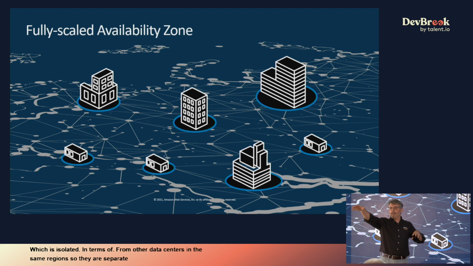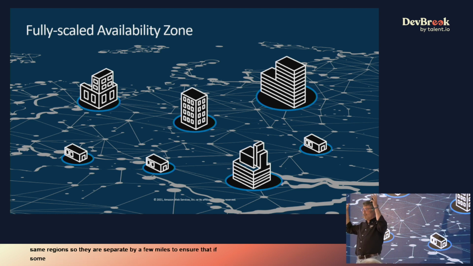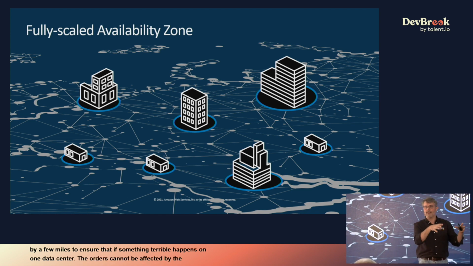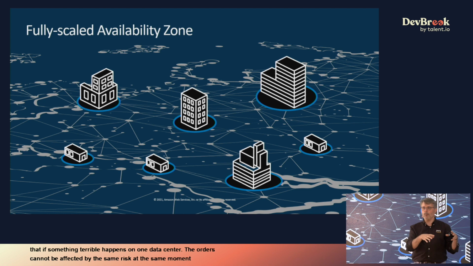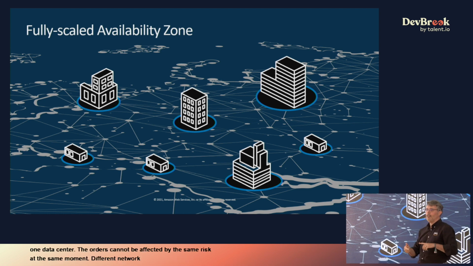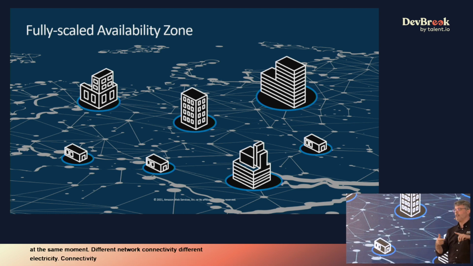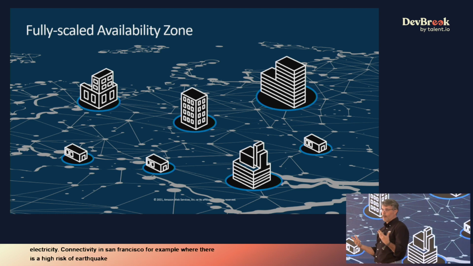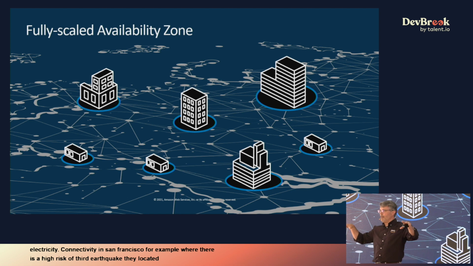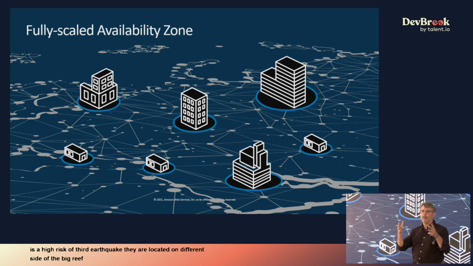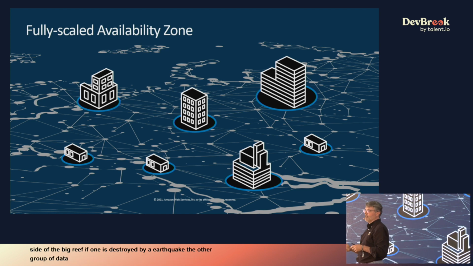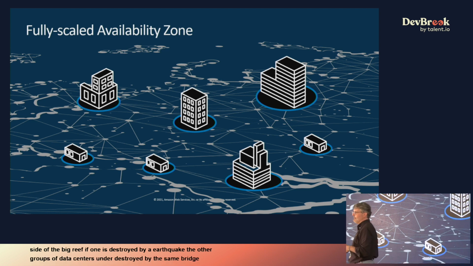They are separated by a few miles to ensure that if something terrible happens to one data center, the others cannot be affected by the same risk at the same moment. Different network connectivity, different electricity connectivity. In San Francisco, for example, where there is a high risk of earthquake, they are located on different sides of the bay. So if one is destroyed by an earthquake, the other groups of data centers are not destroyed by the same risk at the same time.